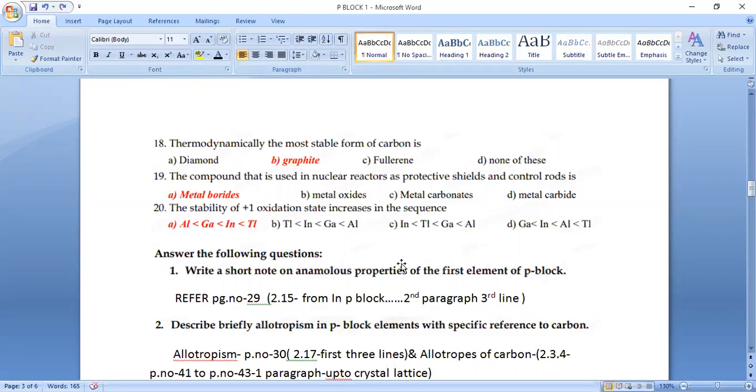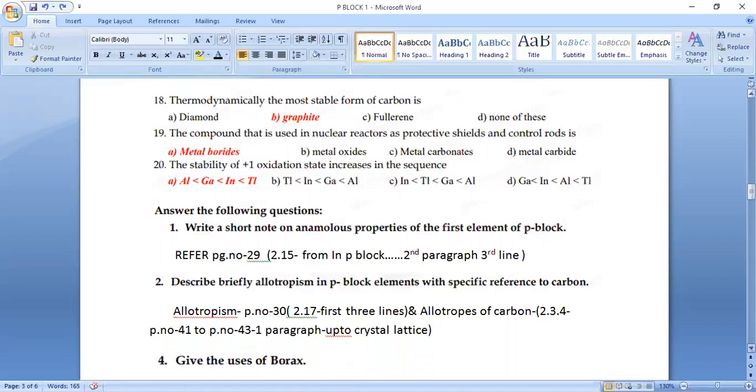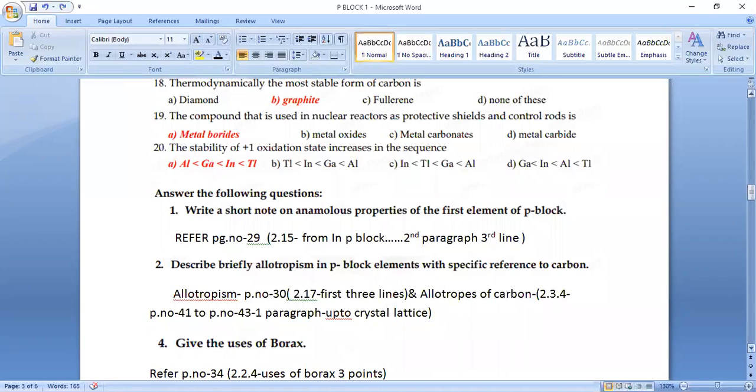So for the answer, you need to refer to page number 28, under 2.15. From the line in p block to the second paragraph, third line. So up to that you need to mark in your book. So next, describe briefly allotropism in p block elements with specific reference to carbon. So for the answer you need to refer under the topic allotropism, page number 30, 2.17, first 3 lines. And then allotropes of carbon also we need to write.